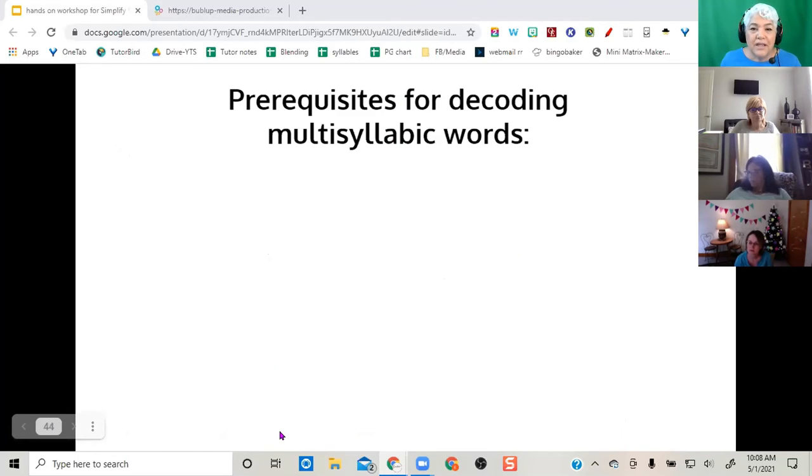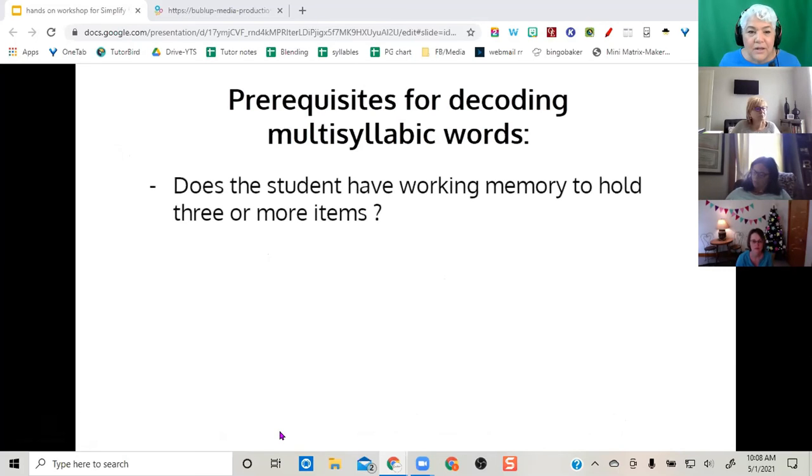Okay, so what do we need to decode the multisyllabic words? We need to have some working memory. If our student has no working memory, can't do it. You have to be able to hold some things in memory in order to interact with it. You need a working memory of at least 3 or 4 to work with multisyllabic words, but you also needed that to work with single syllable words.